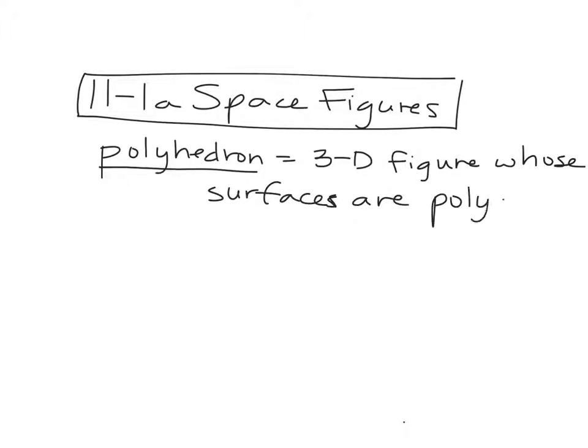What's a polygon? Give me an example of a polygon. Maybe that will help. A hexagon, a square, a rectangle, a triangle. Not a circle, right? Circles are not polygons. So polyhedrons are three-dimensional figures whose surfaces are polygons.